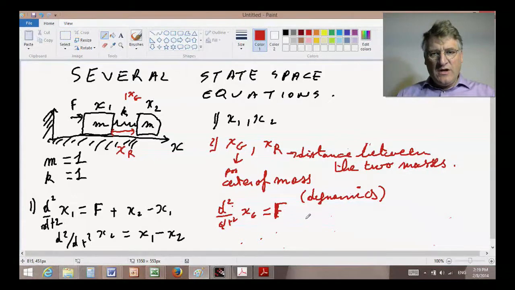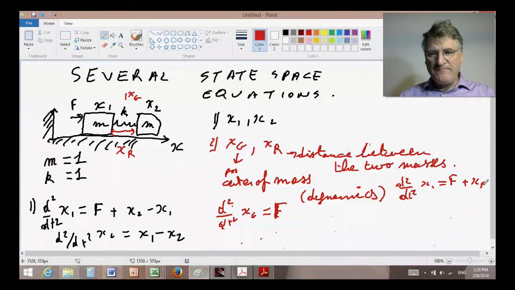Now, the dynamics of xr can be obtained by realizing that these two equations can be written as d squared dt squared of x1 is equal to F plus xr, and d squared dt squared of x2 is equal to minus xr, since xr is equal to x2 minus x1, the algebraic distance.